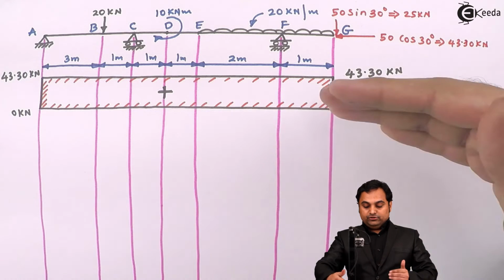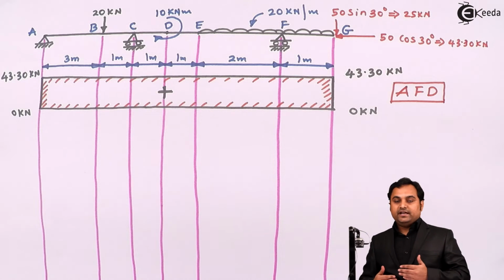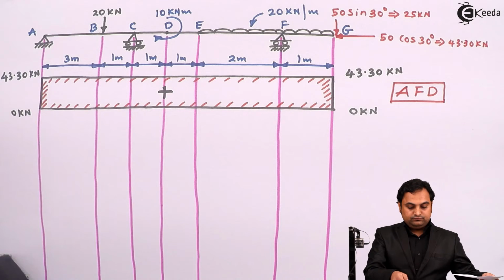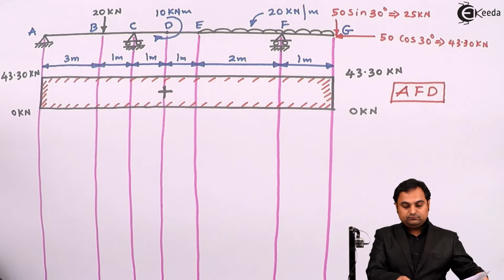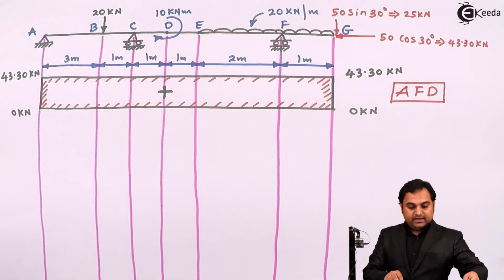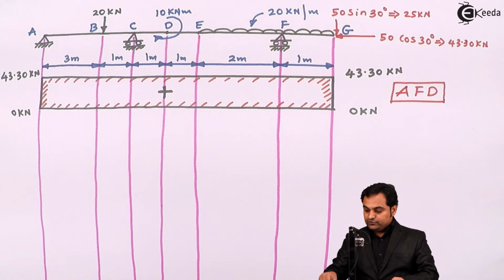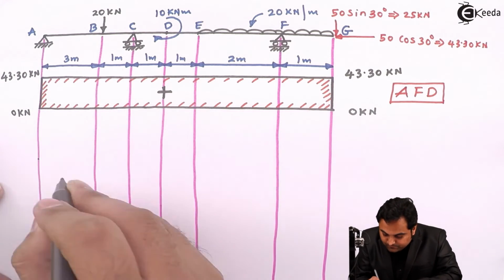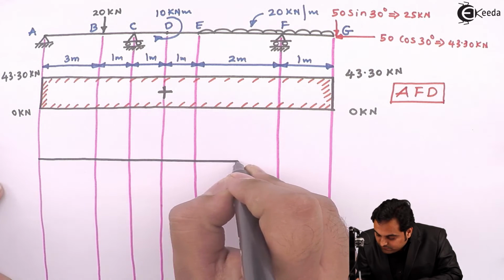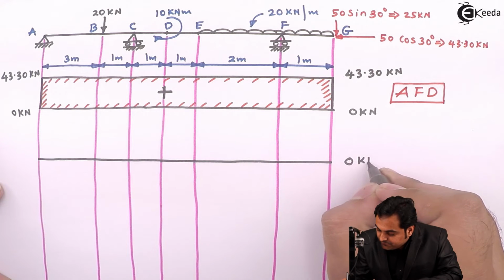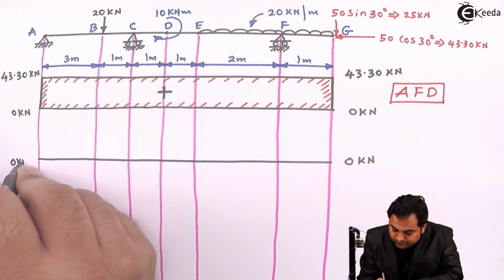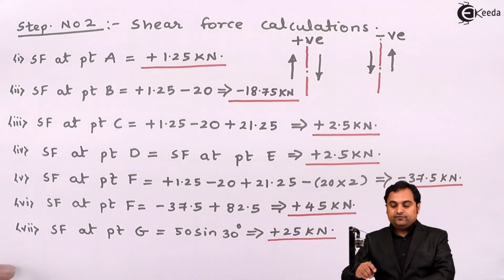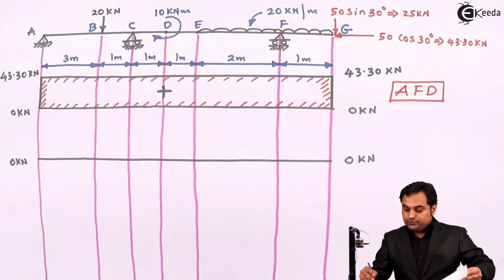Now, below the axial force diagram, we need to draw the shear force diagram, that is SFD. And for that shear force diagram, we require the shear force values. Again, this is the 0 line, 0 kilonewton force. Now we'll plot the shear force values. At point A, the value of shear force is plus 1.25 kilonewton, so above the line.